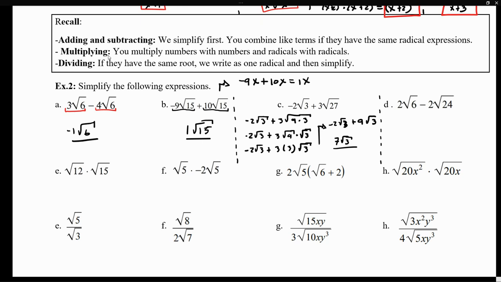Well, I'm going to let you think about example D, but I want you to think about how is it possible for you to rewrite the square root of 24? Think about it.